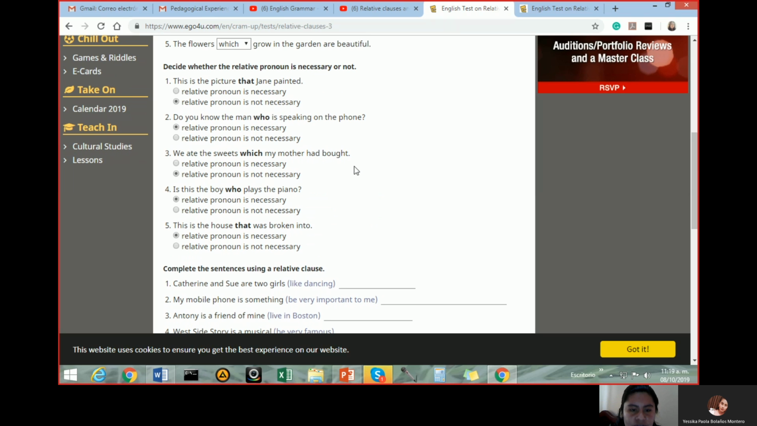En la cuarta oración, si no utilizamos who para expresarnos sobre el niño, no sabremos sobre qué niño estamos hablando, entonces necesitamos who. Y en esta última es necesario porque tenemos solamente la casa, que vendría a ser el objeto, pero no tenemos una relación que nos hable sobre un sujeto. Entonces, la casa vendría a ser el sujeto en esta oración.